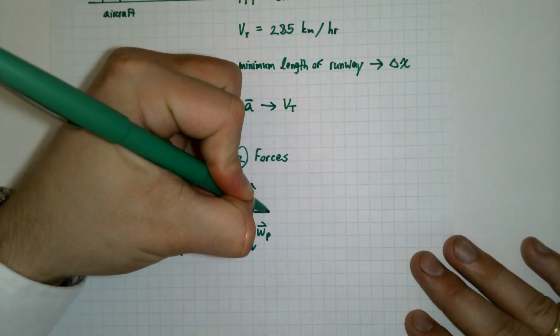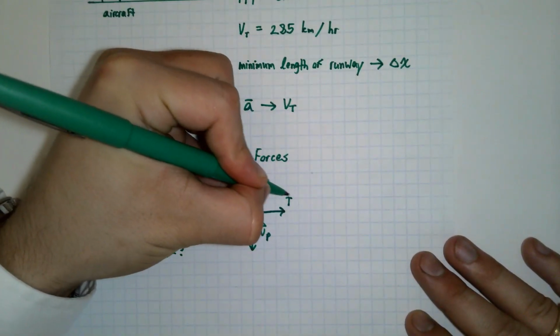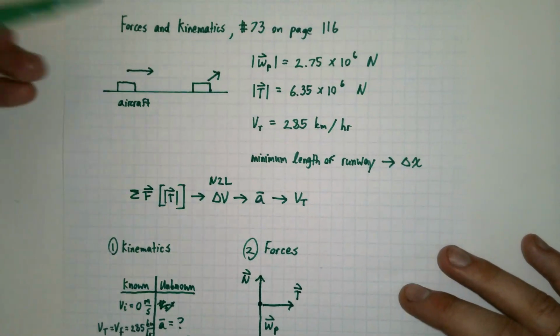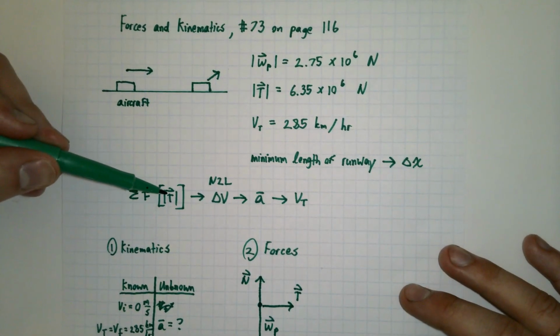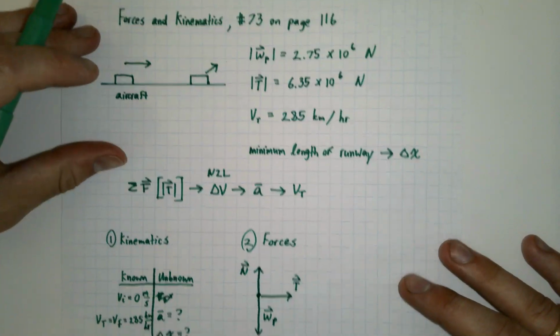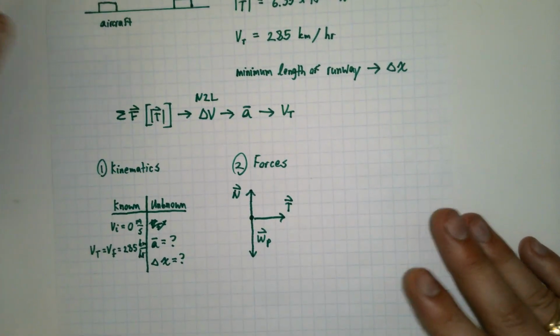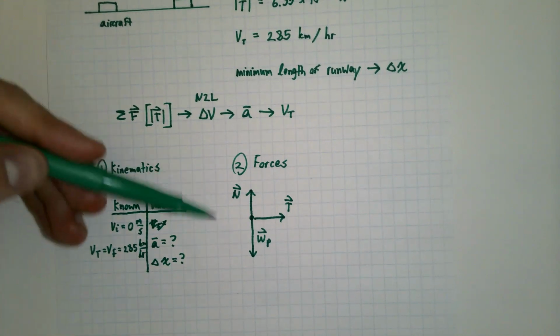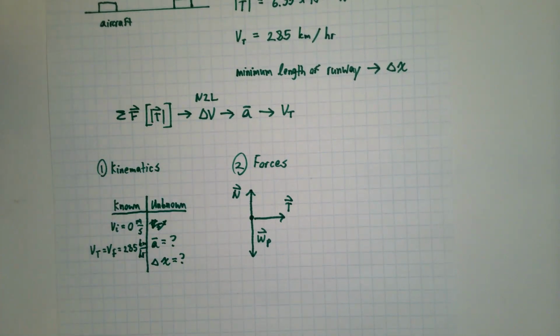And then we have this force of thrust that's sending the aircraft to the right in order for it to reach its takeoff velocity. That's what's causing our acceleration, our change in velocity, is this thrust vector. We're going to ignore any drag or friction here. All right, so here's an appropriate free body diagram.